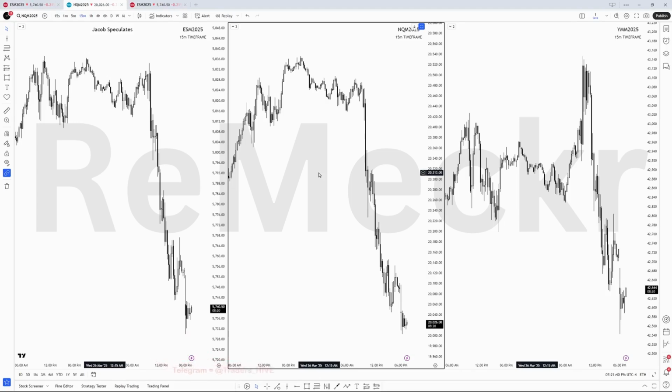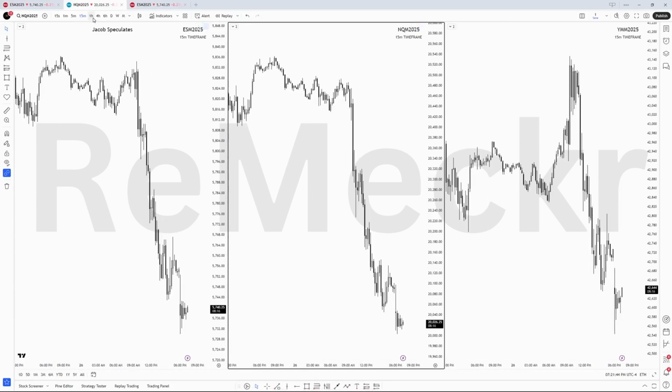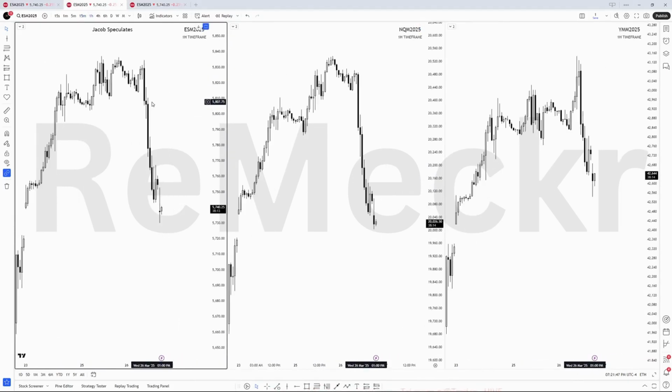Liquidity dispersal theory, care to explain? That's pretty much what I've been teaching this whole time, with knowing which asset is stronger or weaker.